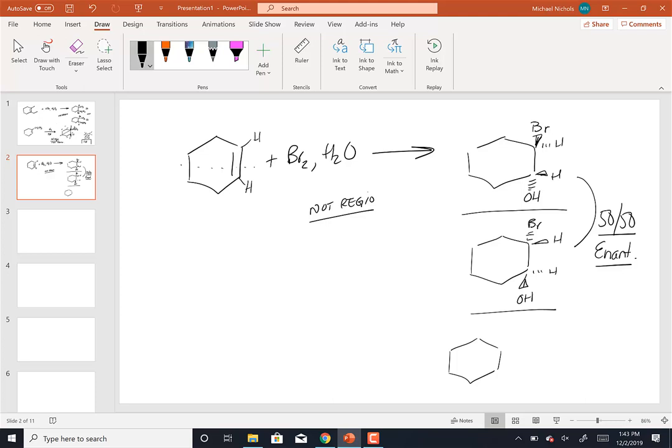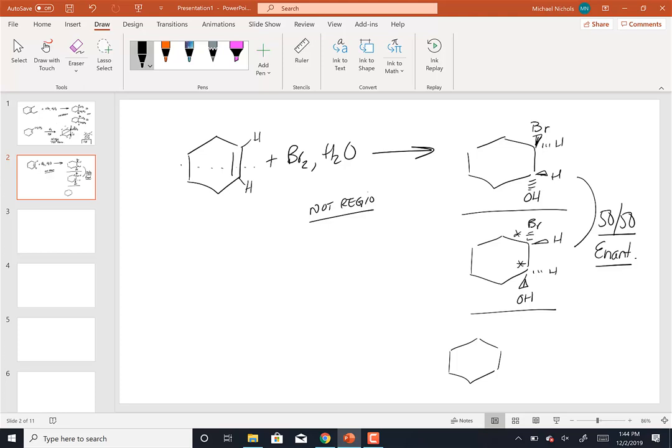Why is it stereoselective? Well, if I pull my flowchart out, my flowchart says, is the reaction 100% cis or trans? Yes, in this case, it's 100% trans because the bromonium ion is the triangle. How many chiral carbons are there in this molecule? There's two. Stereoselective.